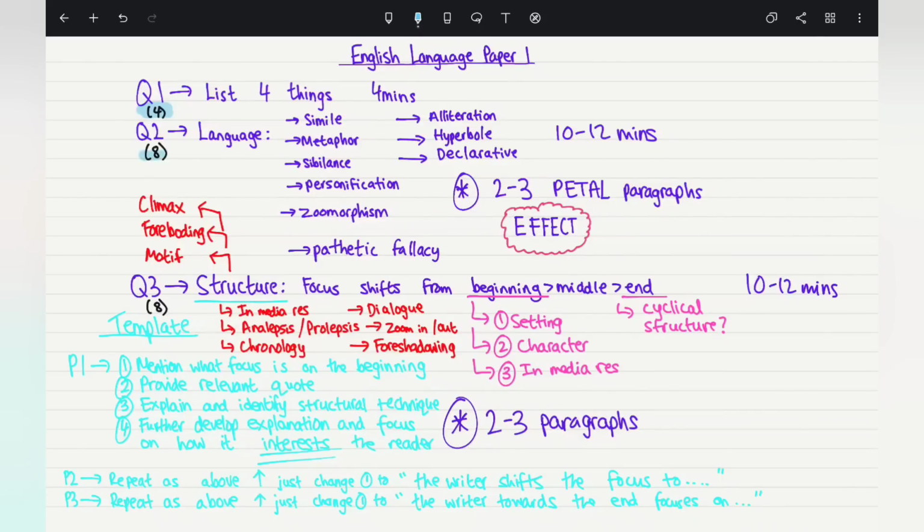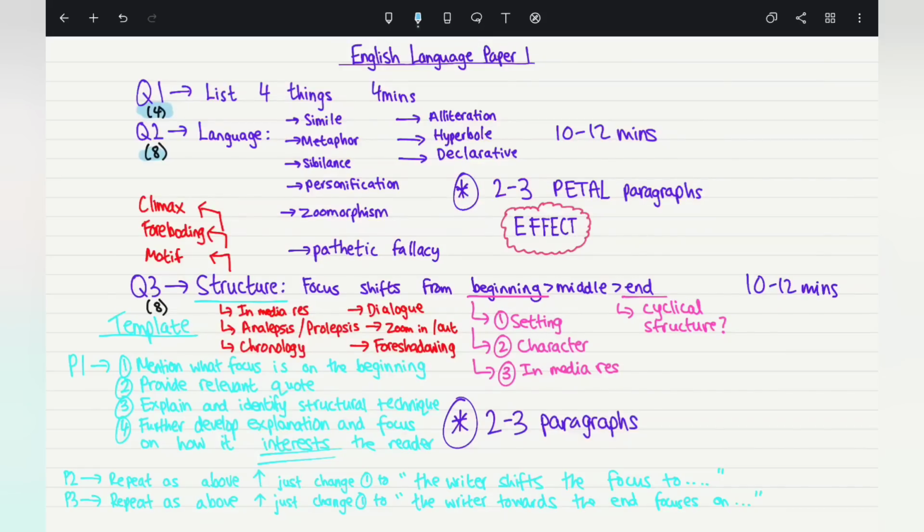Question 2 is the 8 marker and it's looking at language. So language analysis. You're analyzing how language is used by the writer for effect. So it's the same question every single year. And what I've done, I've made a list of language techniques that you will always find within the insert. And this is something I have taught my own students. And I can almost guarantee you will find this in your paper 1.